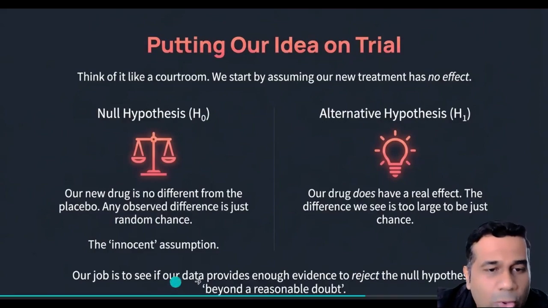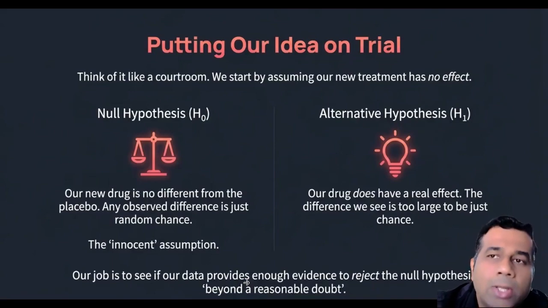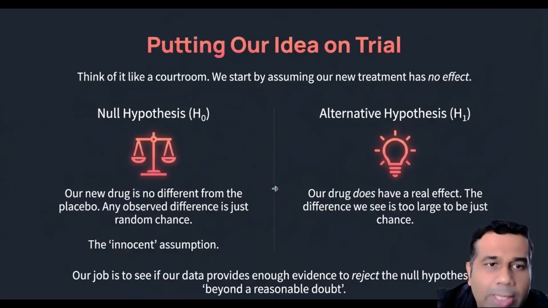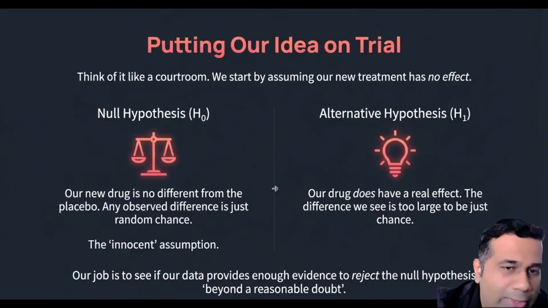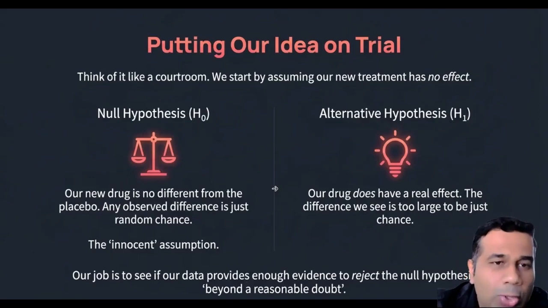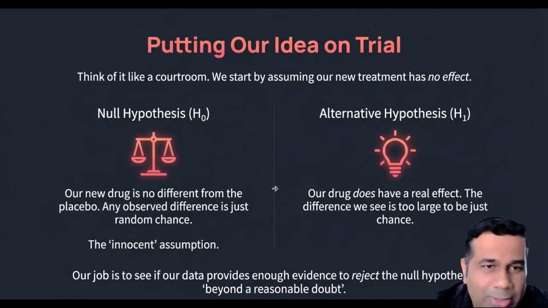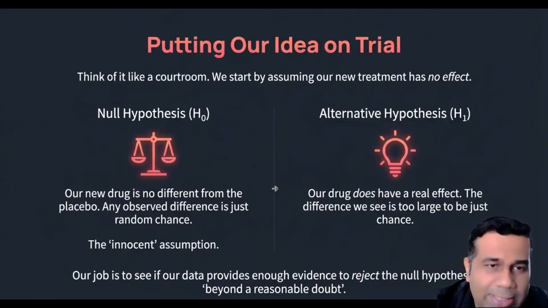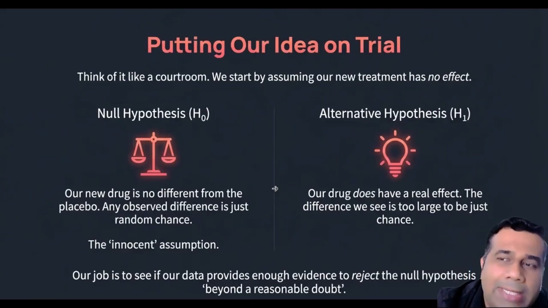Our job is for our data to provide enough evidence to the judge, or to the general public, or to a reviewer, so that we have enough evidence in our finding to reject the null hypothesis beyond a reasonable doubt. So initially we start with the assumption of no effect, that our finding is not obtained due to a real effect. Like the convict is innocent, our finding is purely by chance.